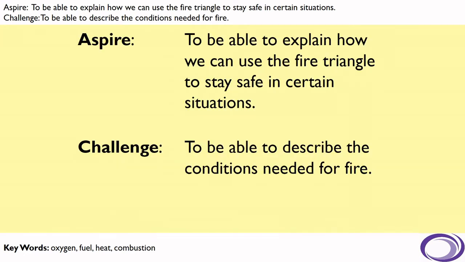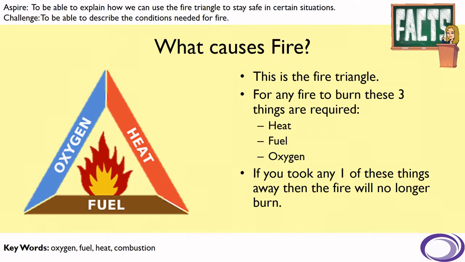Our challenge is to be able to describe the conditions needed for fire. Our aspire is to be able to explain how we can use the fire triangle to stay safe in certain situations. Now you may remember from our previous lessons that there are three things required for fire: heat, fuel and oxygen. And if you take away any of those components, then the fire will no longer burn.